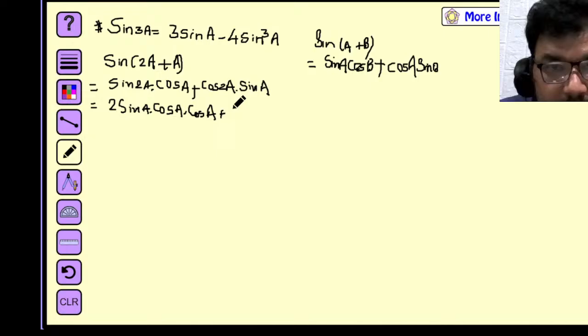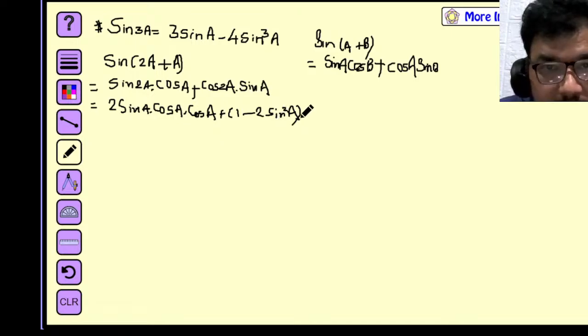Cos 2a we know in terms of sin a. We just open the formula here. Cos 2a means 1 minus 2 sin square a, in terms of sin a. Cos 2a in terms of sin, into here is sin a, like this. We have to open this.